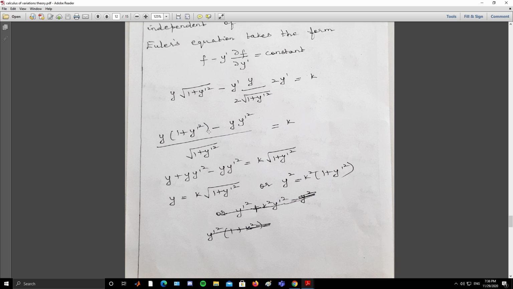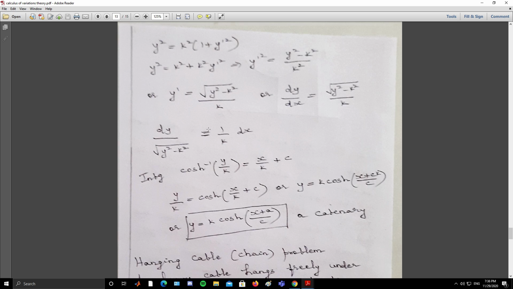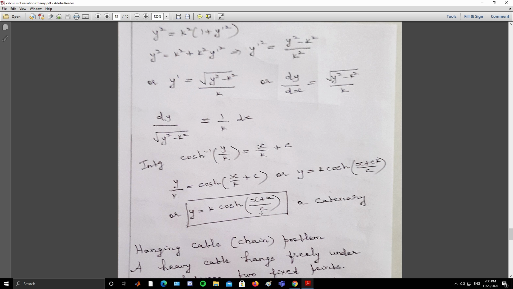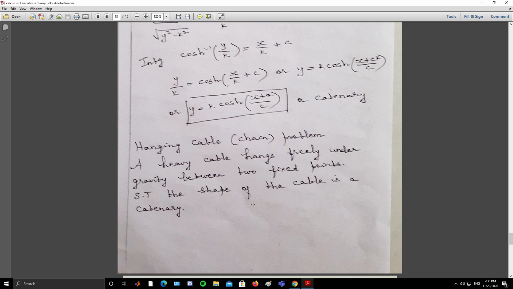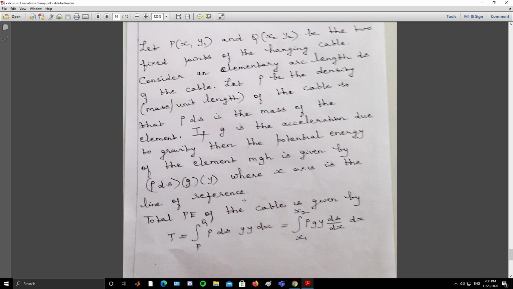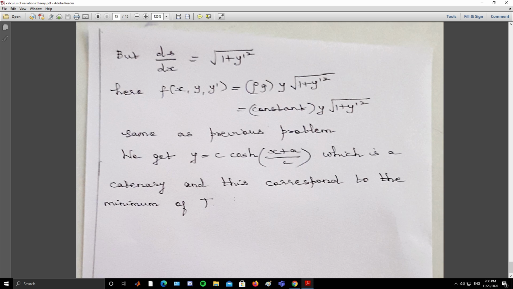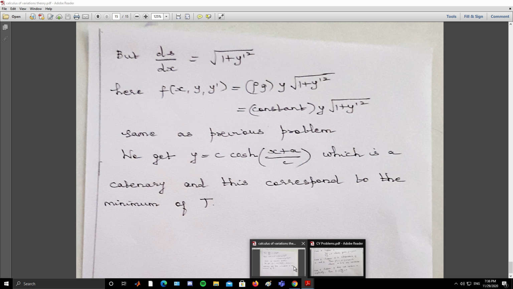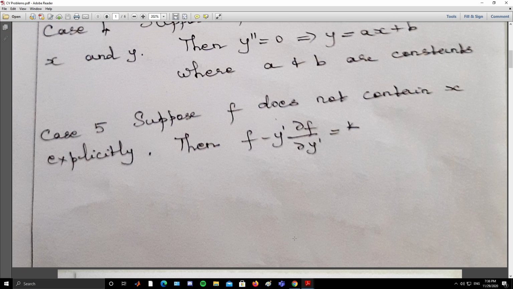So from this step onwards it is the same. You will get the equation of the catenary. So we say that the shape of the cable is a catenary. We end the statement saying that the shape of the cable is a catenary. Now we will look into some more problems from calculus of variations.